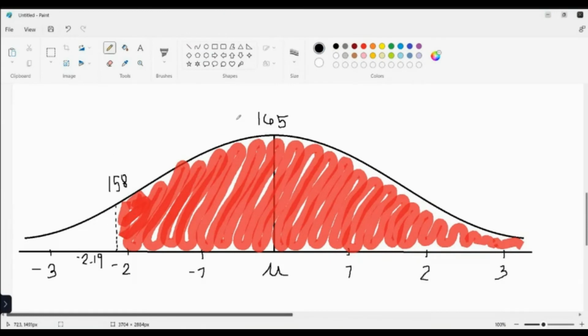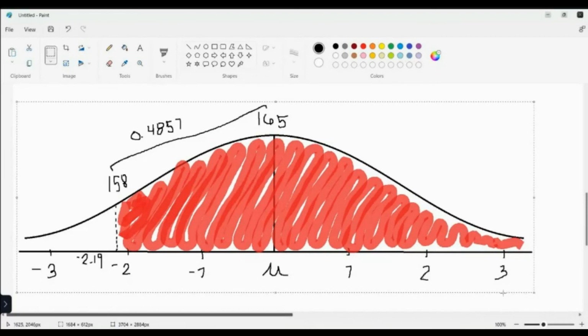So from 158 up to our mean is 0.4857. Tama ba, Hana? Yes, sir. 4857. Okay, that's it. We're done with our illustration.